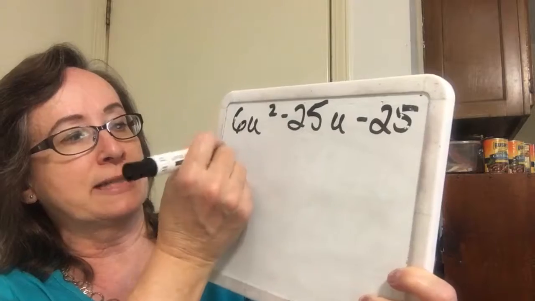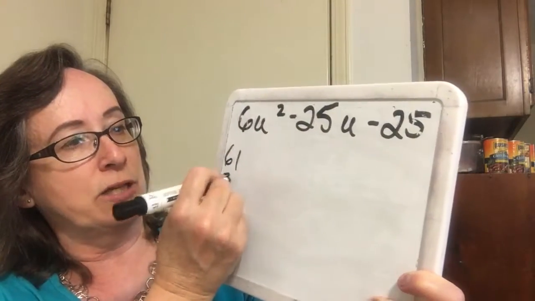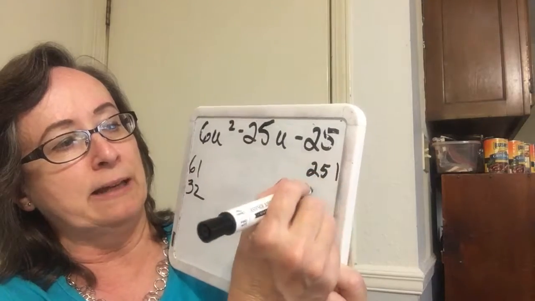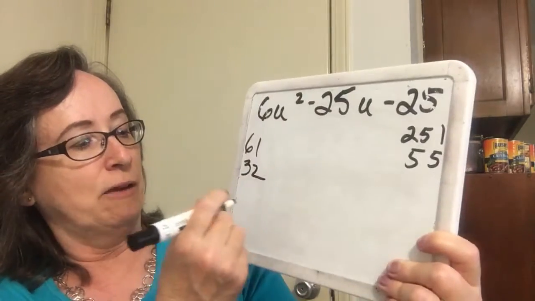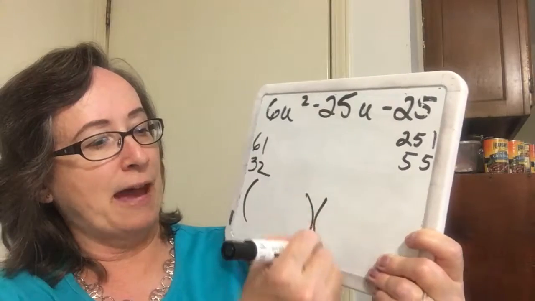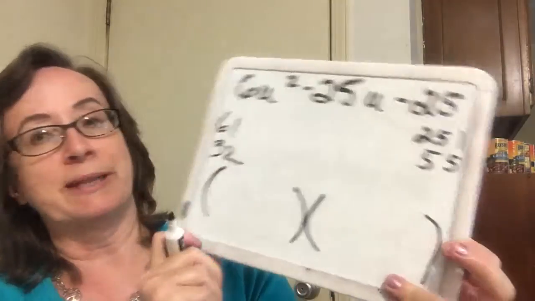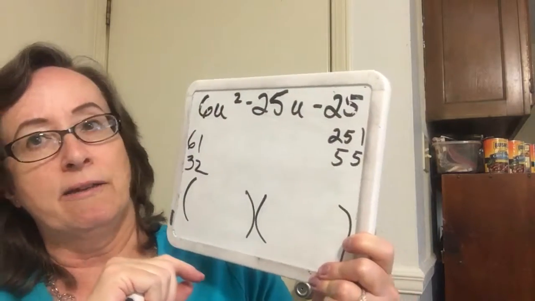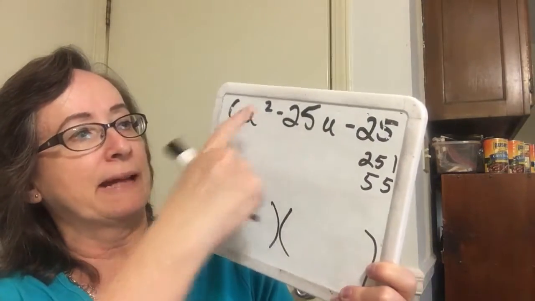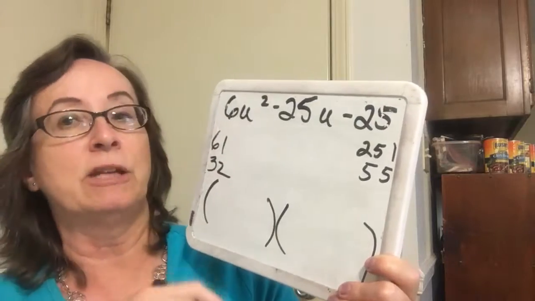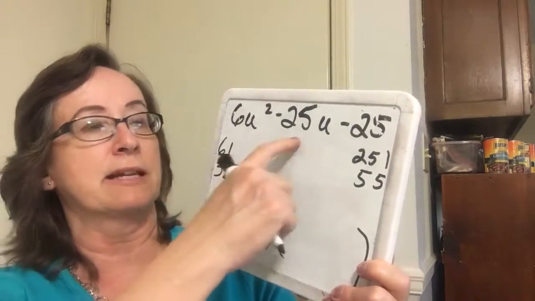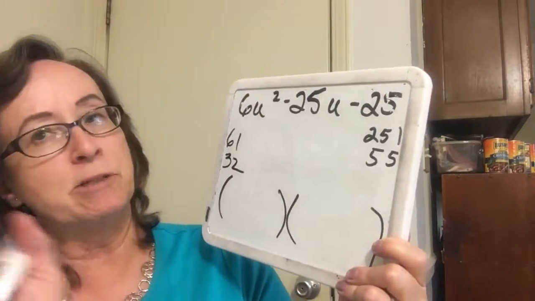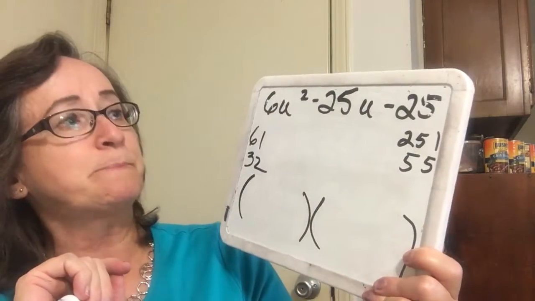We have to factor 6 as 6 and 1, or 3 and 2, and 25 could be 25 and 1, or 5 and 5, and we are looking for the factors. Now, if you were doing the AC method, you would have to go up to 150 because you would be multiplying the 6 and the 25, and then you would factor 150 in such a way as to get a difference of 25. But I'm just going to do this with the trial and error method.